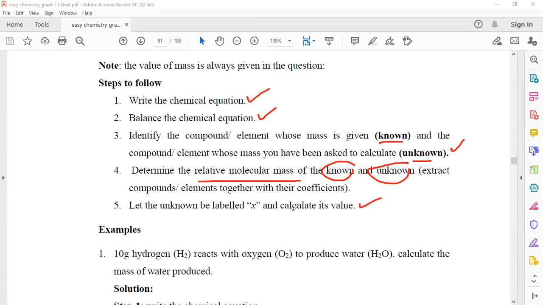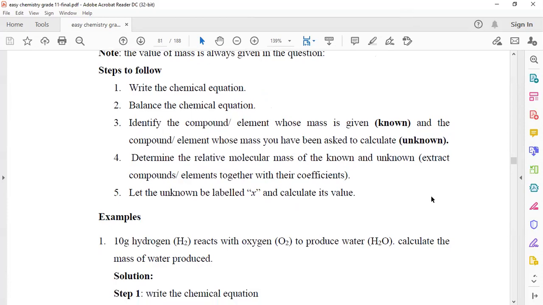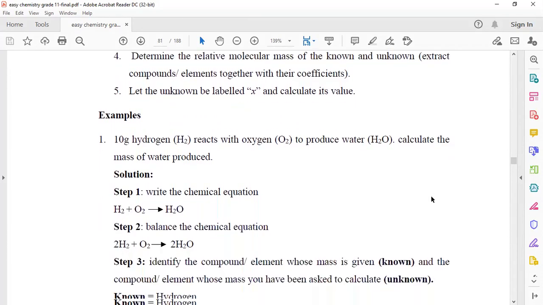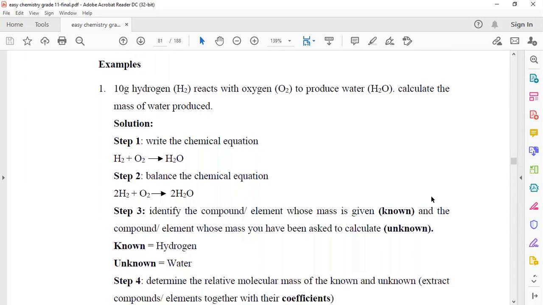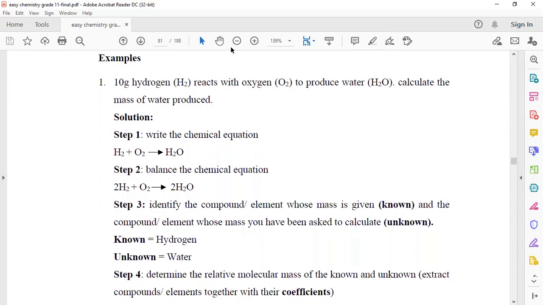We have an example right below. This is the example: a reaction of 10 grams of hydrogen reacts with oxygen to produce water. Calculate the mass of water. This is similar to the example that we were looking at. So we have a reaction of H2 plus O2, giving H2O.